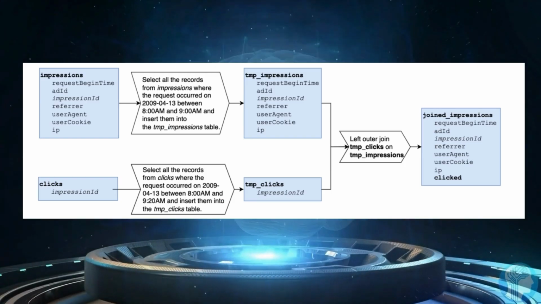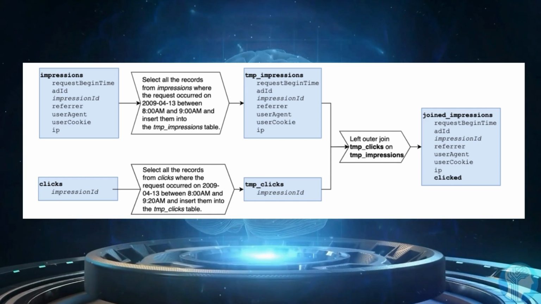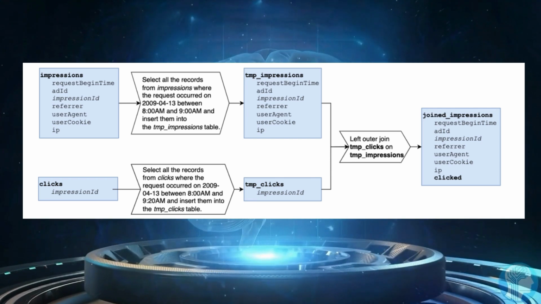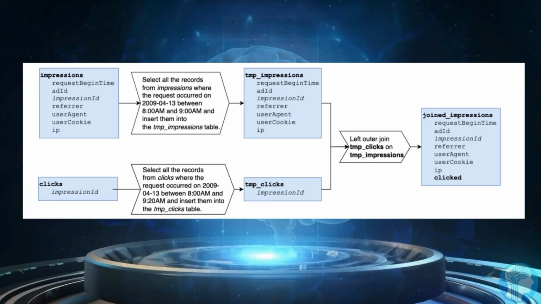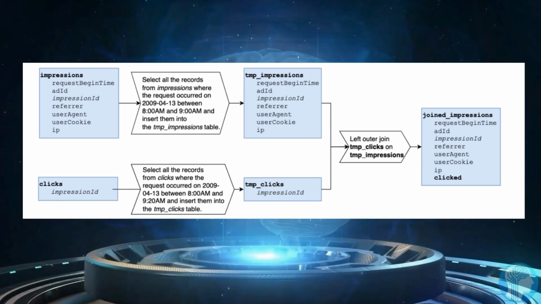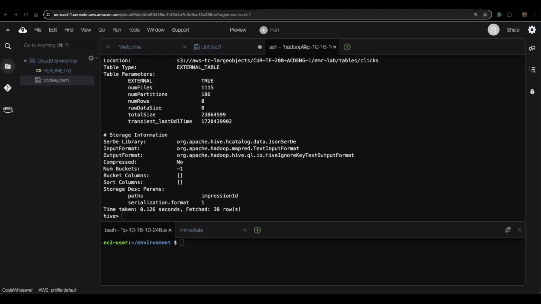In this section of the lab, you will join the impressions table with the clicks table. By combining information on the ads that were presented to a user, the impressions data, with information on which ads resulted in the user choosing the ad, or the clicks data, you can gain insight into user behavior and target and monetize advertising services. The following diagram illustrates what you will accomplish in this task.